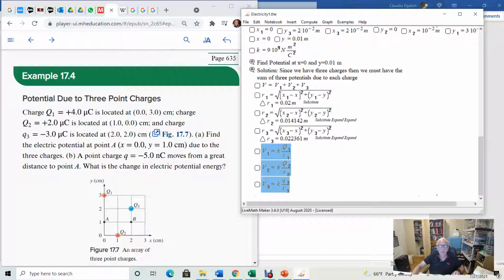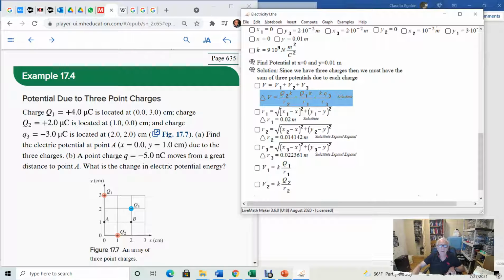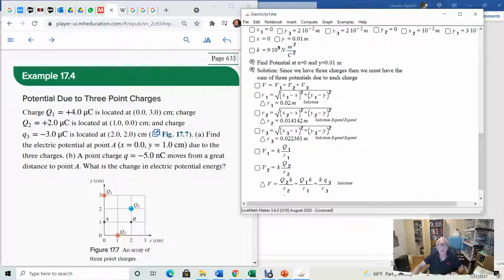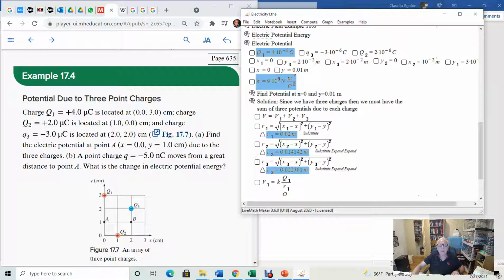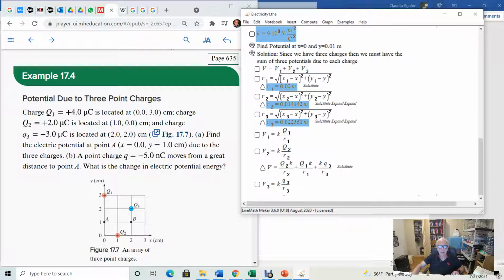I'm going to substitute V1, V2, V3 into my equation for V. So here, you got it. And now I can substitute everything, including my K. Oh, don't forget the Q as well. Q1, Q2, Q3. Did I put lowercase q? Gotta check if I did everything right. Yeah, I put lowercase 3. Here you go. We substitute everything.